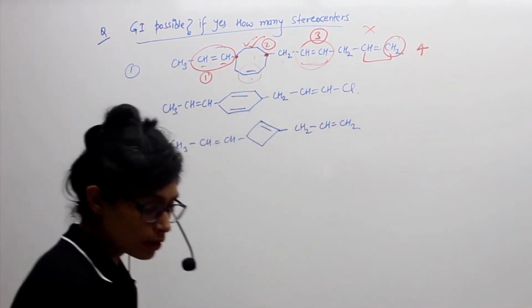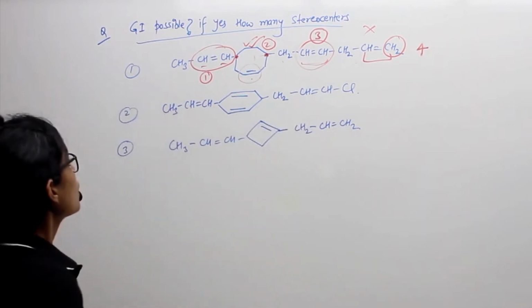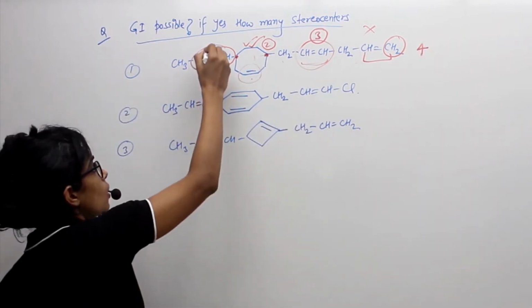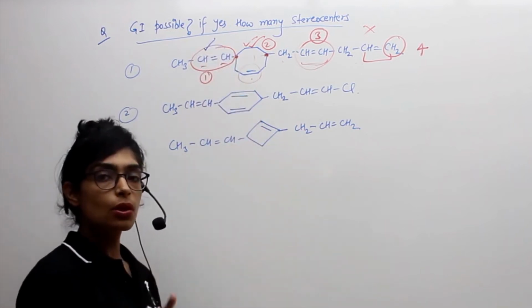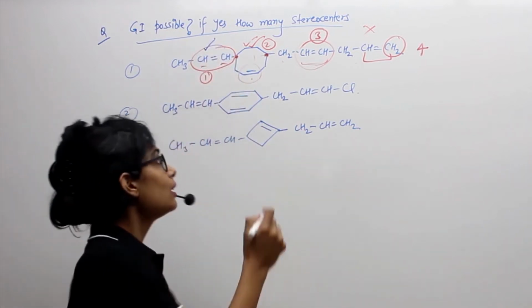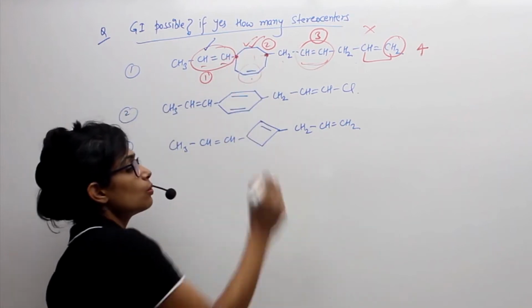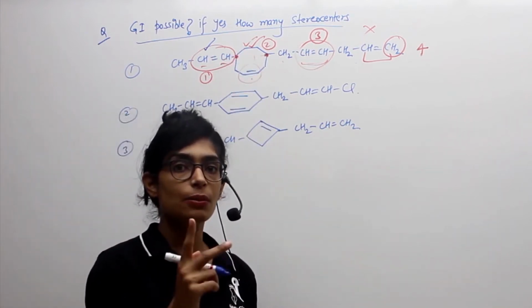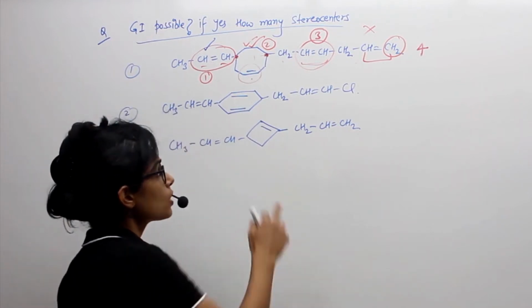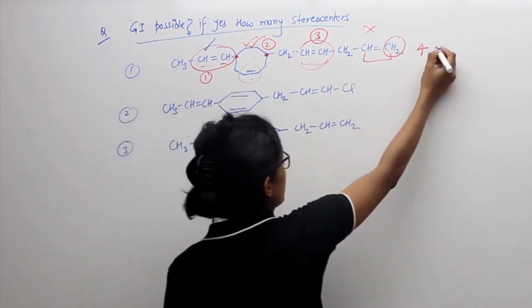I'll explain it again. So what is happening? In first, this is a normal stereo center. This I don't think anybody would have doubt. In the ring, there is a double bond which is causing stereoisomerism, and the sp3 hybridized carbons with the two different groups are also causing stereoisomerism. That is why these will be considered as 2 stereo centers. So total number of stereo centers in this chain is 4, and yes, it shows GI.